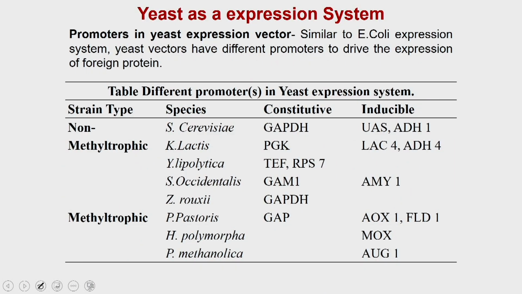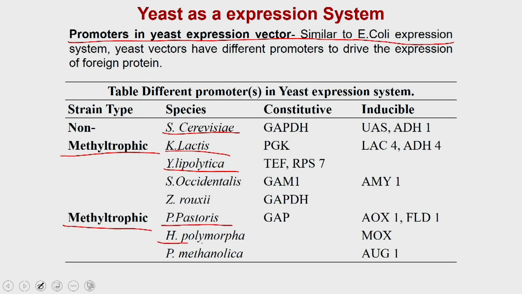So, this is just a summary of the different promoters as well as the expression systems present in the yeast expression system. You have non-methylotrophic strains such as S. cerevisiae, K. lactis or Y. lipolytica, whereas you have methylotrophic strains such as Pichia pastoris or Pichia methanolica. You have constitutive promoters such as GAP-DPH and other promoters, whereas you have inducible promoters such as ADH1, ADH4 and OX1, MOX, and all these promoters can be used to drive the protein production in yeast as an expression system.